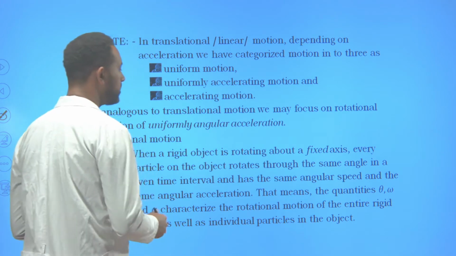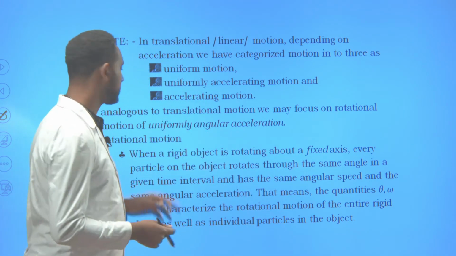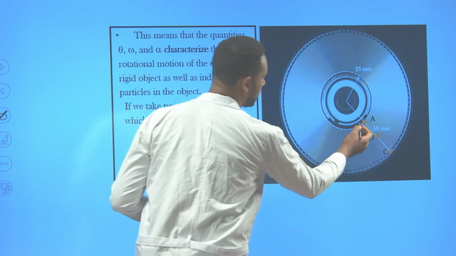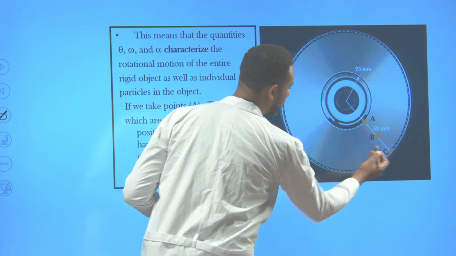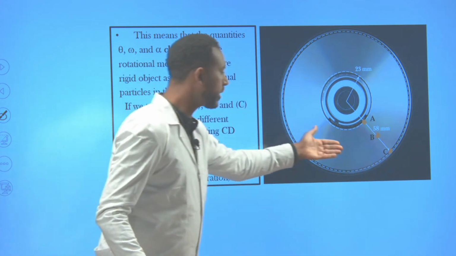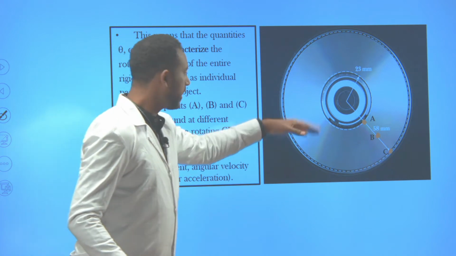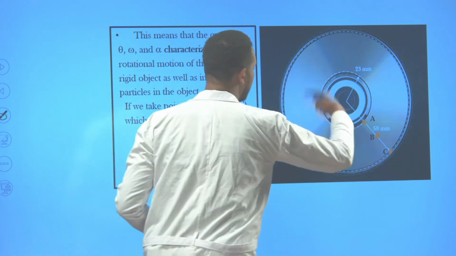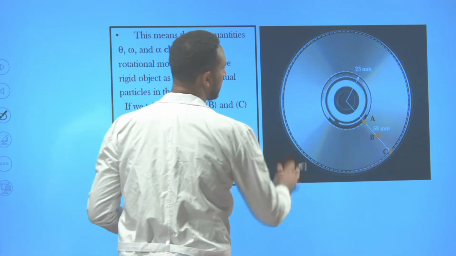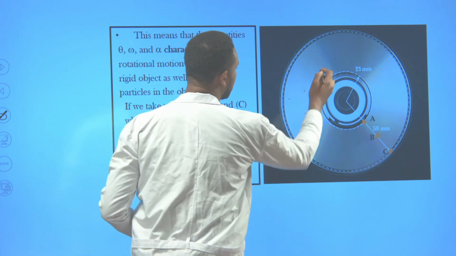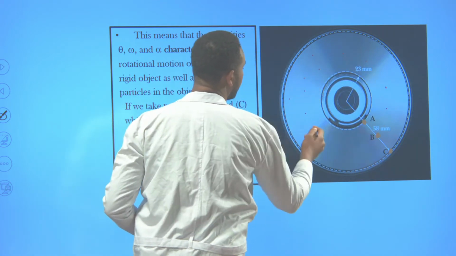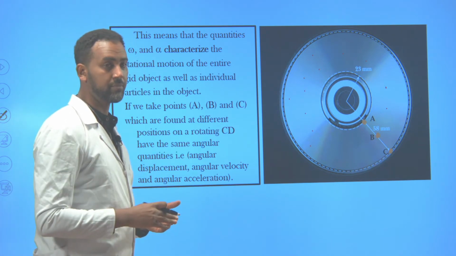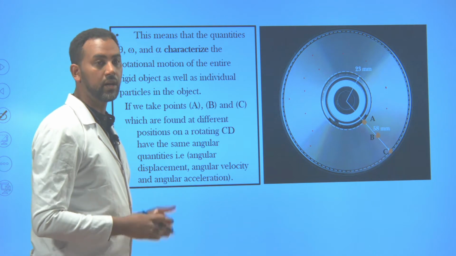When a rigid body rotates about a fixed point, let's assume that here you have a compact disk. Let's say the disk has different points: point A, point B, and point C, at different locations. Let's say this CD tends to rotate counterclockwise. On this CD, we have different particles. All of these particles have the same angular velocity, and they all have the same angular acceleration.